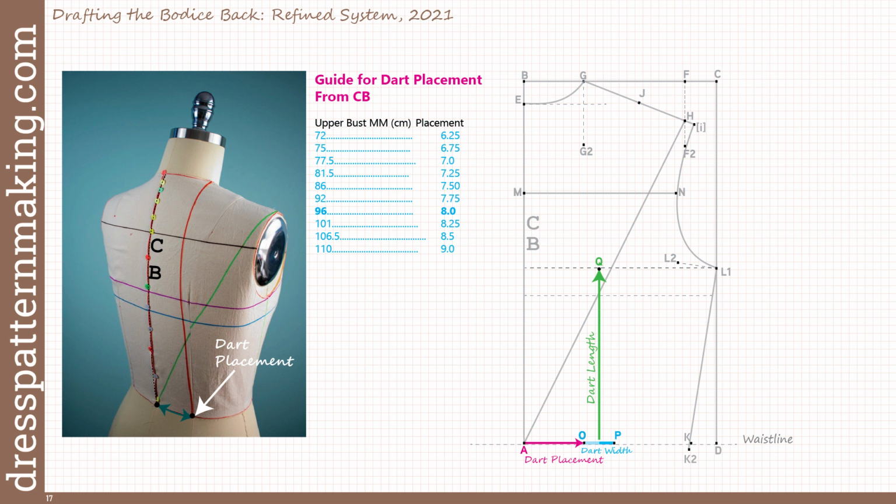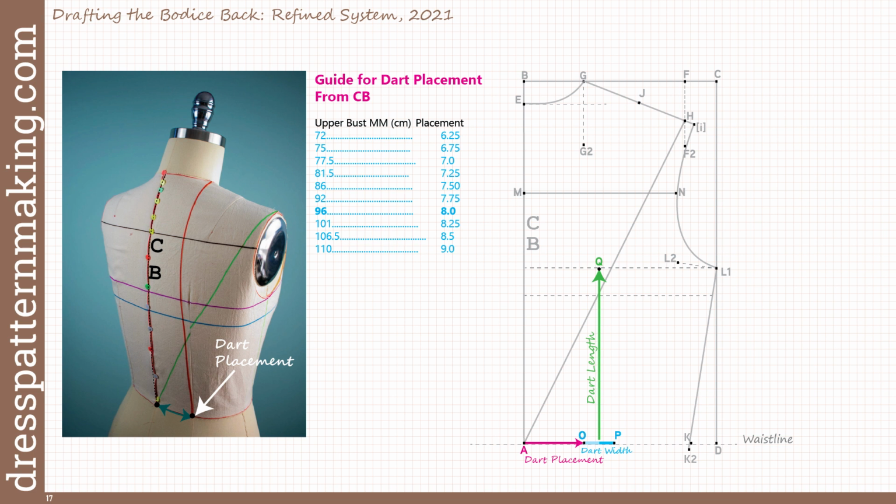Now if you're unsure of where to place your back waist dart, there are some general guides on screen. Basically between 7 centimetres and 9 centimetres from the centre back waist. When you make your toile, see if you like it there and move it accordingly if you don't. So taking that measurement, measure across from point A on the waistline towards point D and mark point O.